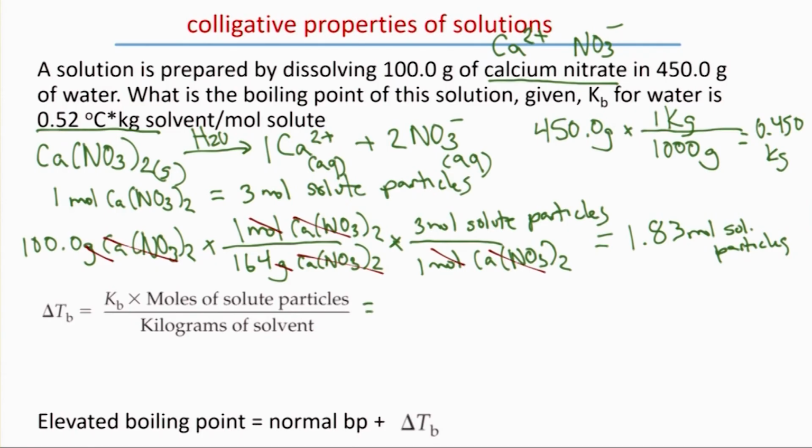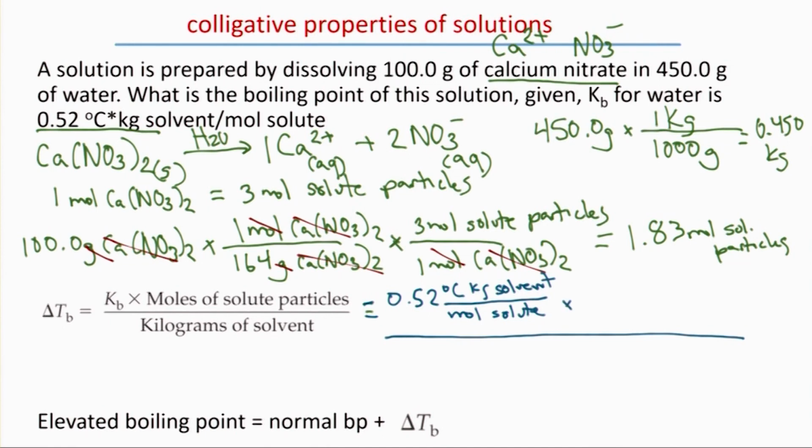Put the units all there. Let me switch. We're going to go here just so you can see this new thing working out. All right, so we can start with our constant. That was 0.52 degrees Celsius kilograms solvent, all divided by moles of solute. And then all of this times the 1.83 moles of solute divided by 0.450 kilograms solvent.